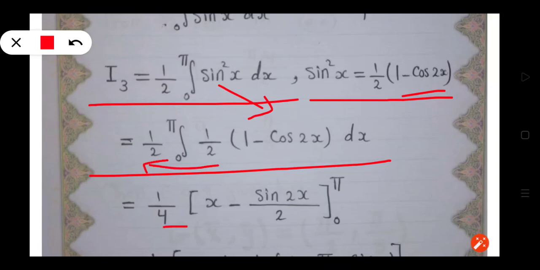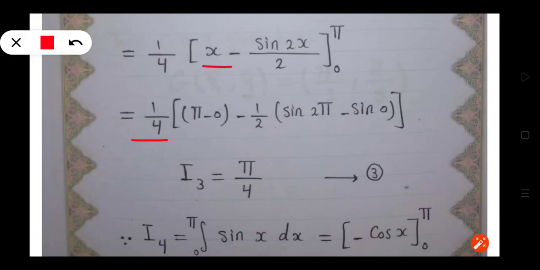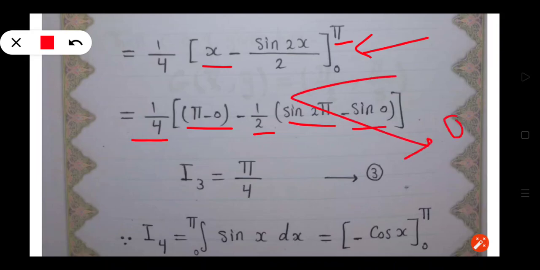It is 1 over 4, and the integral of 1 will be x. Integration of cosine 2x equals sine 2x over 2, from 0 to pi. One over 4 x from 0 to pi will be pi minus 0, minus 1 over 2 sine 2x. Replace x by pi, then it will be sine 2 pi minus sine 0, all equal 0, since sine 2 pi equals 0 and sine 0 equals 0. So I3 equals pi over 4.